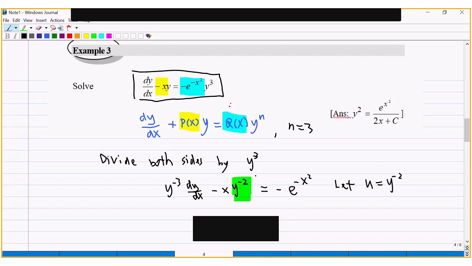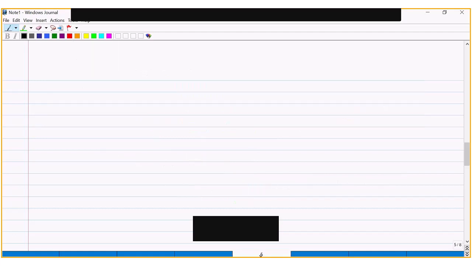So let's do a simple calculation first. Okay, so I start from the original problem, compare with the standard Bernoulli equation first, divide both sides by y cubed. Then you get y power minus 3 dy/dx minus x y power minus 2, and on the right hand side negative of e power minus x squared. And let u equal y power minus 2, right? So let's do this, how to make use of this. I'm going to show you how to let this. Okay, so my u is equal to y power minus 2.